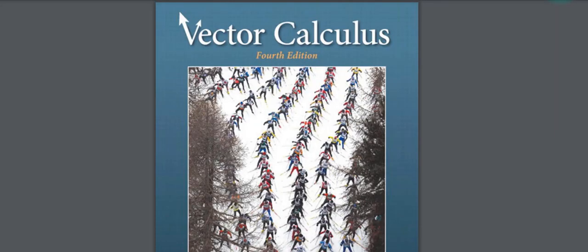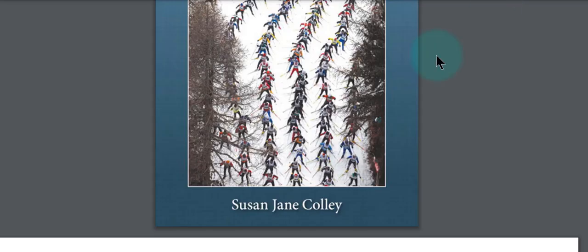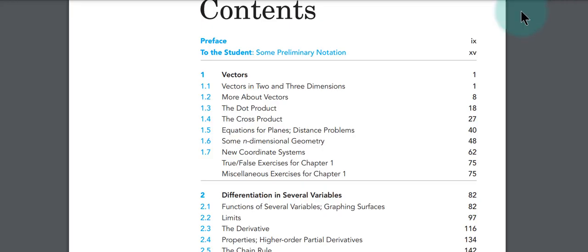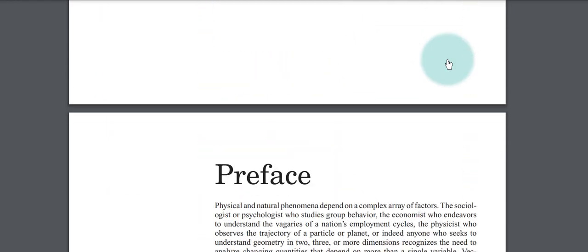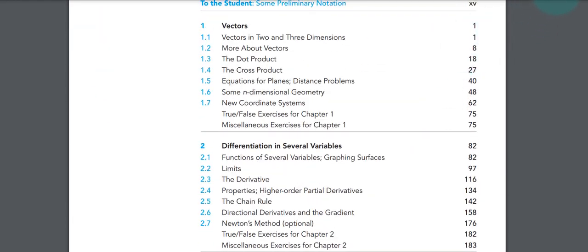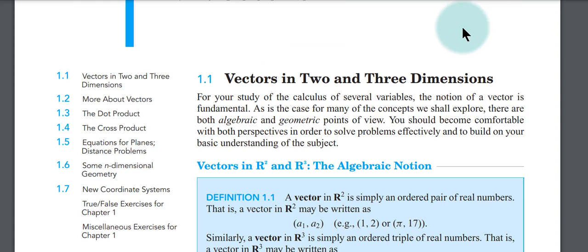Okay, this is a video based on this book called Vector Calculus, and the author is Susan Colley. We're only going to talk about part of chapter 1. There are many other chapters, but we're not going to cover that. We're just going to go through this quickly, but hopefully it will make things clearer for what we need to do.